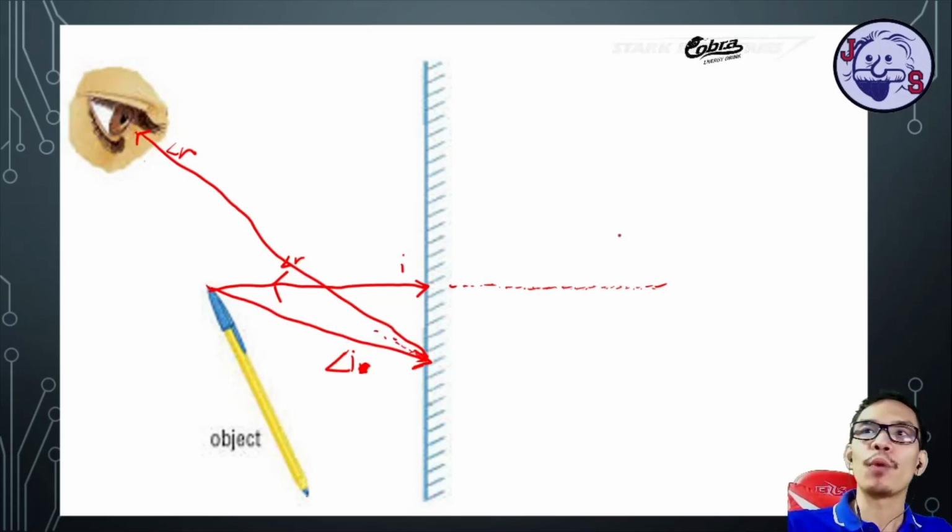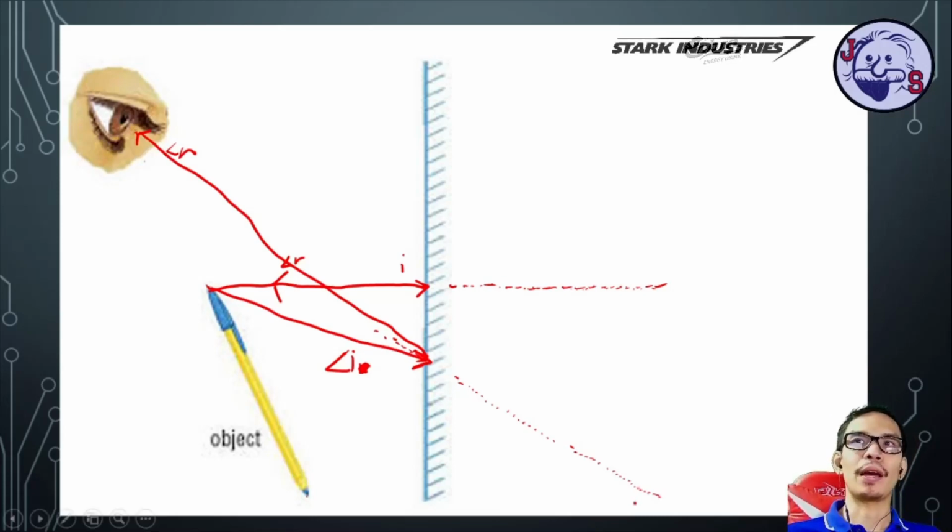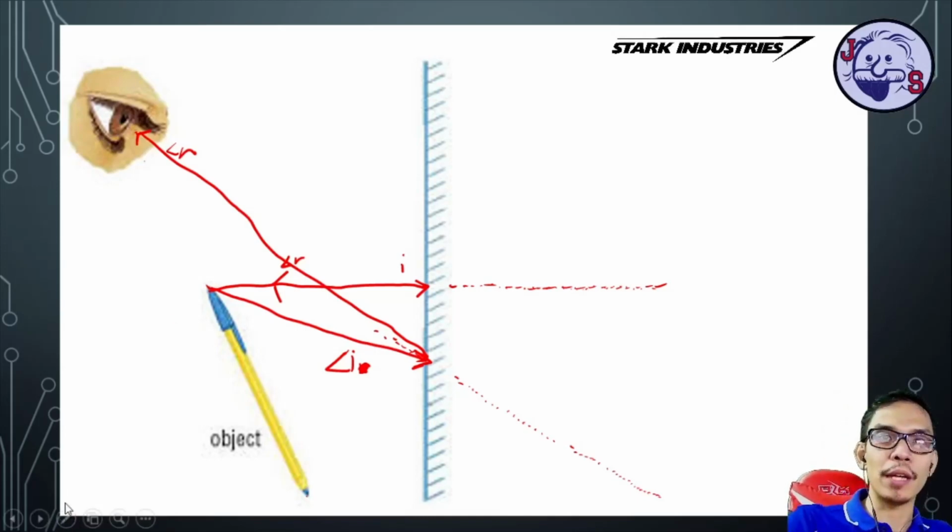So what we have right here is the continuation of the reflected ray. That is the continuation of the reflected ray. Or, let's do it once again.